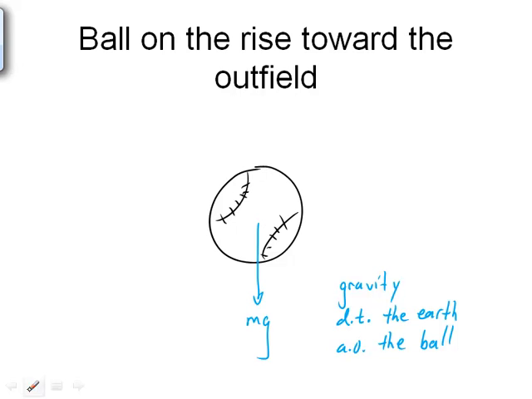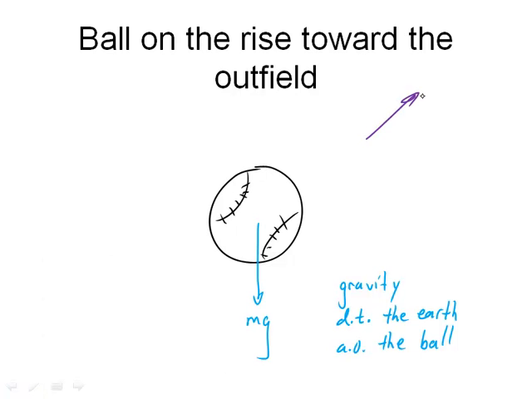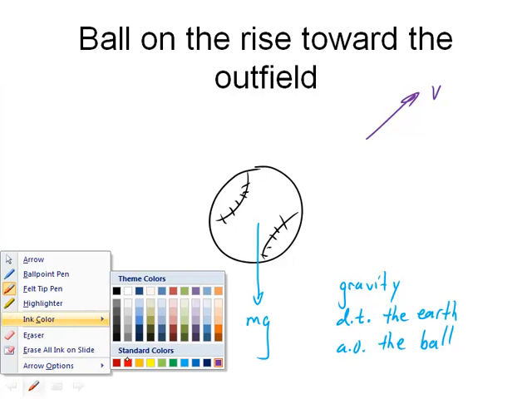Well, the ball is on the rise. All right, so it's moving. I'll use purple for the velocity here. It's moving in that direction. As I look at the forces, I want to say, are there any other forces? And my answer is going to be no. There's nothing else touching the ball. We can talk about air, but we're neglecting air resistance. The bat is no longer in contact with the ball. The catcher's mitt, or the outfielder's glove, is not in contact yet with the ball. There's nothing else acting on the ball. And so mg is the only force acting on the ball.